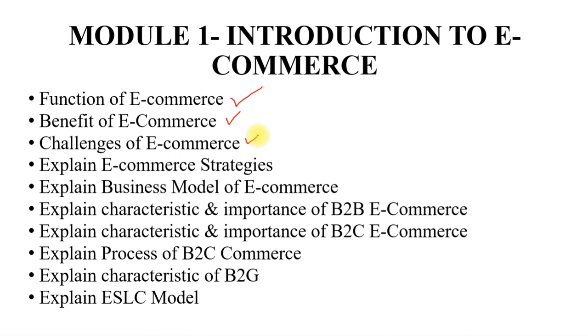Next, explain the process of B2C commerce. The commerce is the e-commerce only. Next, explain the characteristic of B2G, that is business to government. And lastly, explain the ESLC model under e-commerce. So these are the 10 topics from the first module. Very simple topics which all can easily learn. We just need to go through the theory part, and the answers are very simple to remember. So this is from the first module.